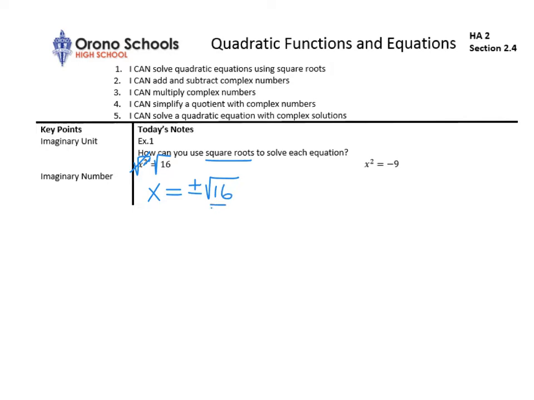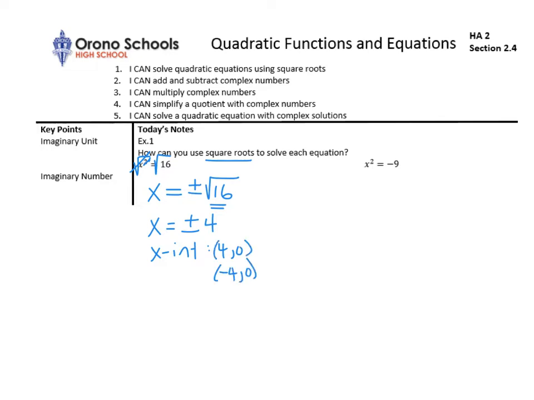Now, the square root of 16 is 4. This means x could equal positive or negative 4, which means there are two x-intercepts. Our x-intercepts would be at (4, 0) and (-4, 0).